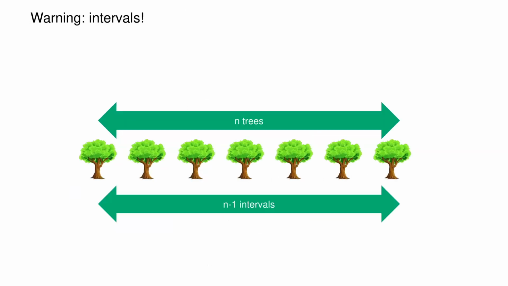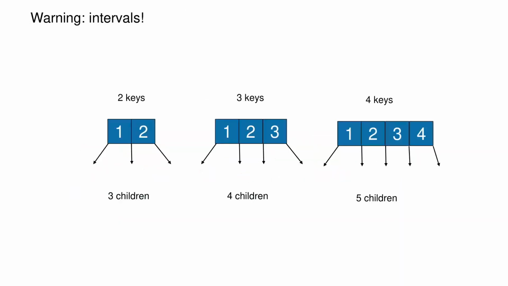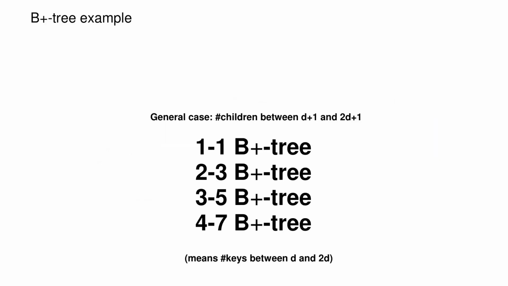So indeed, 1 less interval. 2 keys mean 3 children, 3 keys, 4 children, 4 keys, 5 children. I call it value, some people call them keys because you look up something, right? So when you look something up, you can also call them keys because they help you look up. But anyway, that's the number of intervals, 1 less than the number of children.